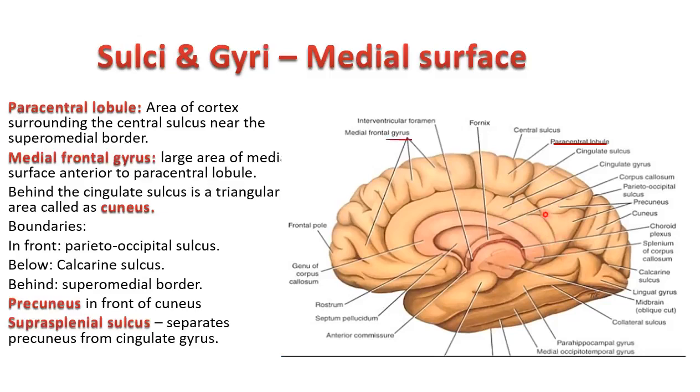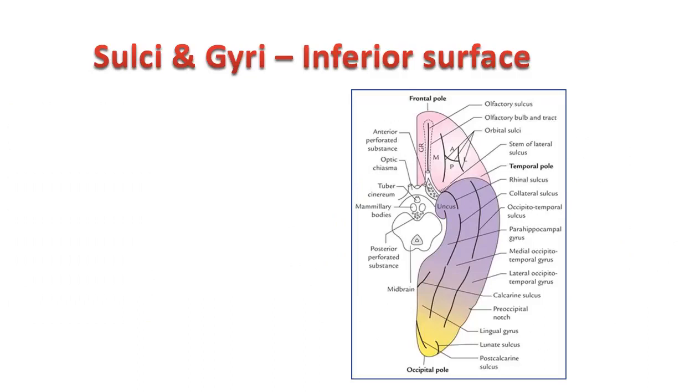Here you are able to see the medial frontal gyrus, the area in front of the paracentral lobule, then the cuneus, the triangular area, and then the precuneus. And here you are able to see the calcarine sulcus. Along the lips of the calcarine sulcus you have the visual area number 17. Now we have come to the inferior surface, its sulci and gyri.